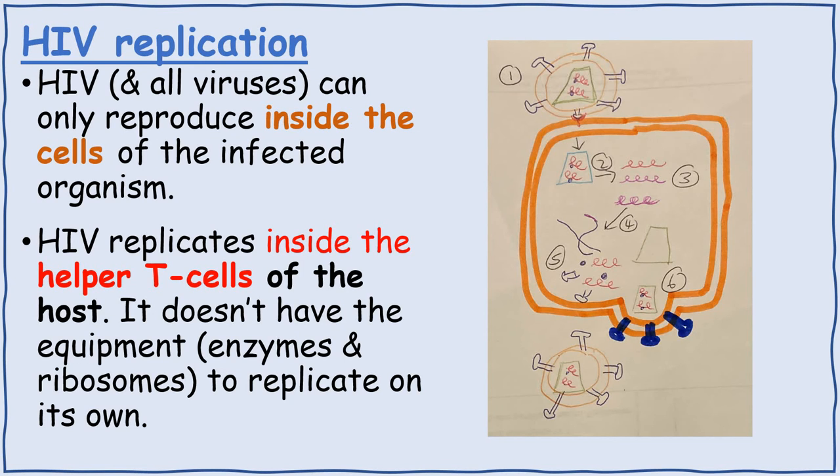HIV replication. HIV and all viruses can only reproduce inside the cells of the infected organism. HIV replicates inside the helper T cells of the host. It doesn't have the equipment, enzymes and ribosomes to replicate on its own.